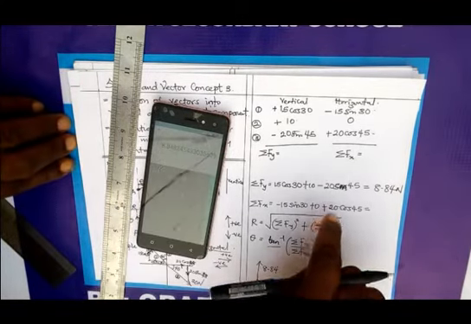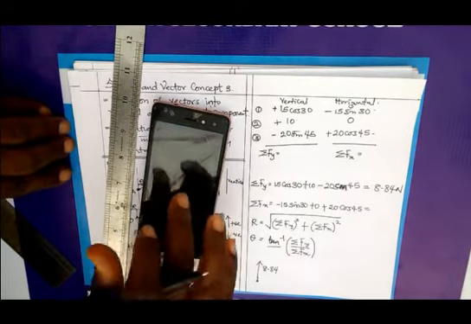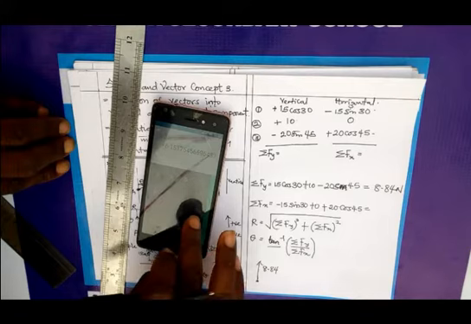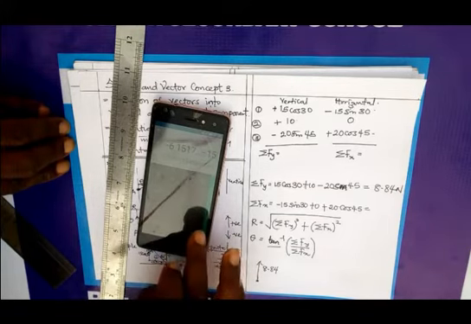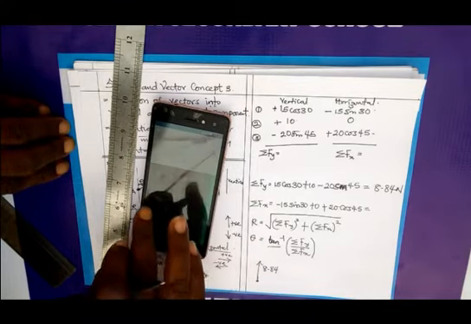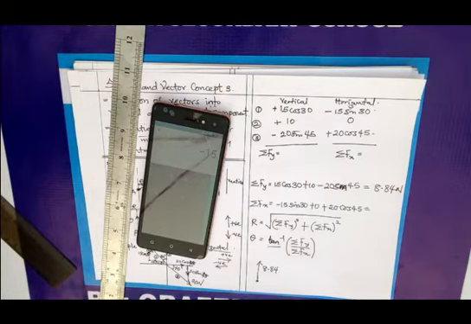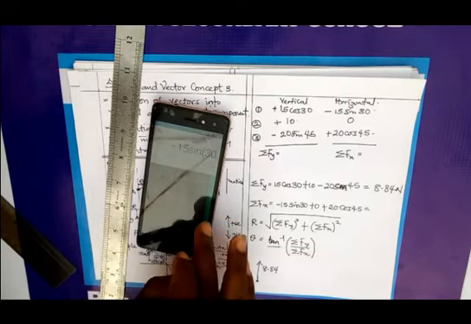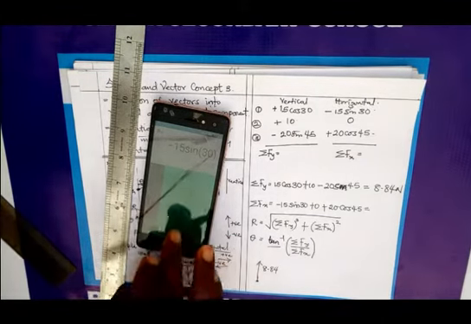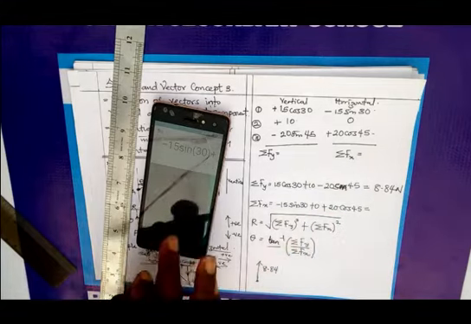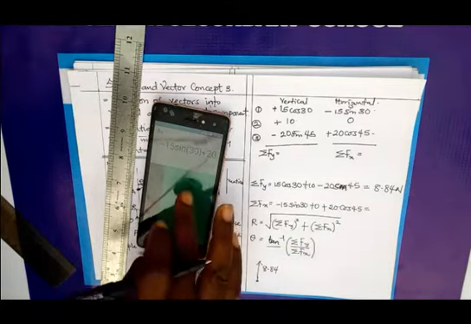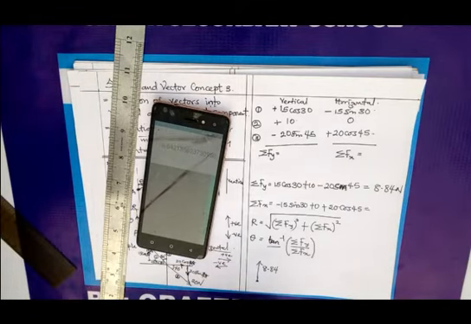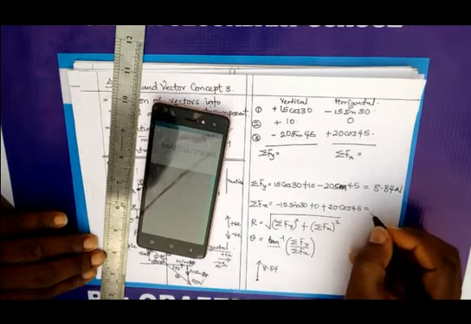Then the second one, let's pick the second one, which is negative 15 sine 30, then plus 20 cos 45. So it is equal to positive 6.64.